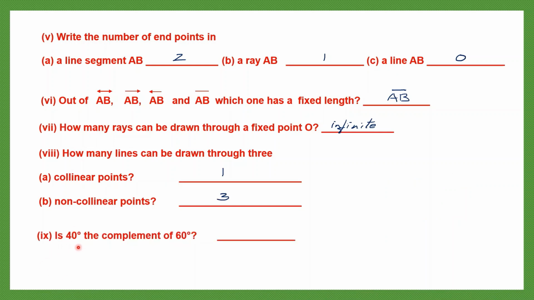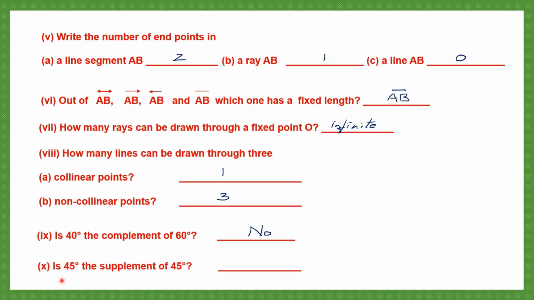Question 9. Is 40 degrees the complement of 60 degrees? Now what are complementary and supplementary angles? Two angles that add up to 90 degrees are called complementary angles. So I have 60 degrees already given to me. Now the question is, is 40 degrees the complement of 60? Now 60 plus 40 should give me 90. Does it give me 90? 60 plus 40 is 100. So it's not equal to 90 degrees, is it? It's not equal. That means 40 degrees is not the complement of 60 degrees. So the answer is no.